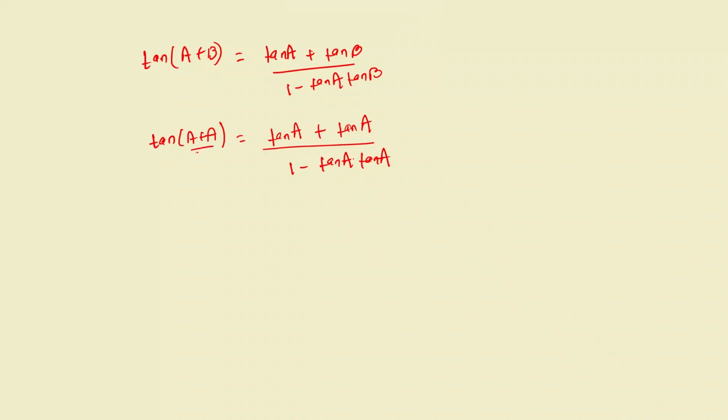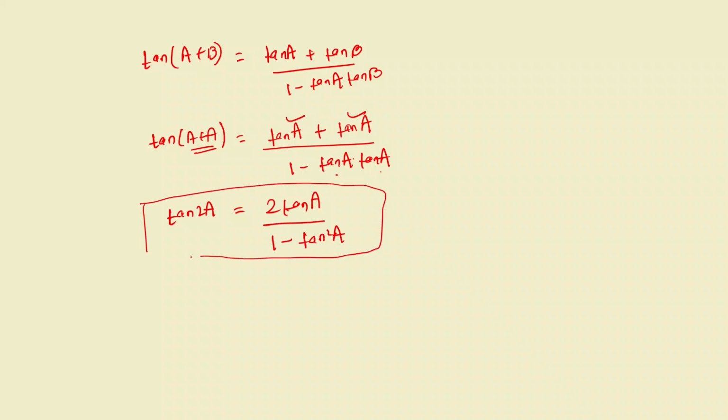Alright, so again, tan a plus tan a can be written as tan 2a. Tan a plus tan a is 2 tan a divided by 1 minus tan a times tan a, which is tan squared a. So this is one more formula for tan 2a. Okay, we have to remember all these because we'll have to apply all these somewhere in our tutorial today.